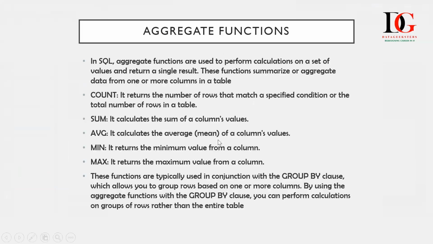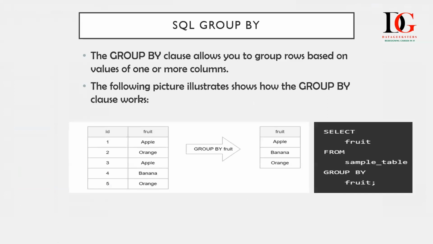Okay, so group by, what I explained here. The group by always allows you to group rows based on the value of one or more columns. For example, let's suppose this is my data structure. I have fruit. In my table, I have two columns, ID and fruit. Here I have ID 1 apple, 2 orange, 3 apple, 4 banana, 5 orange.